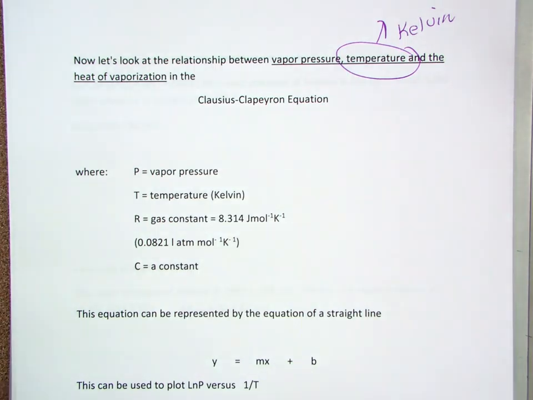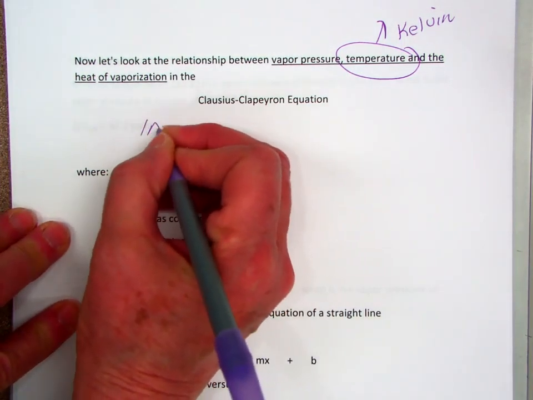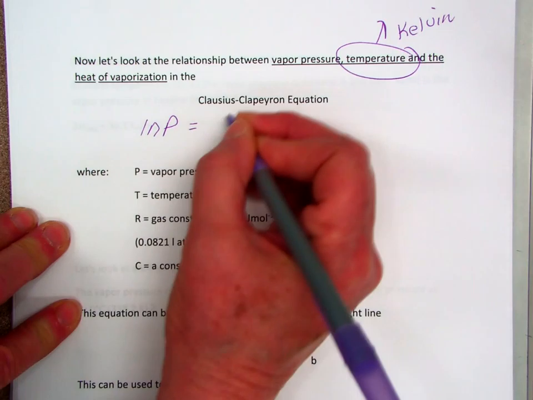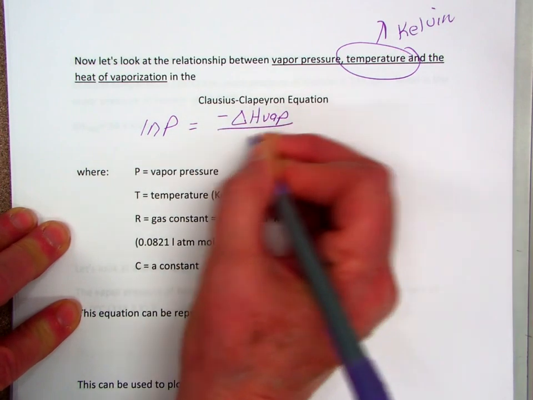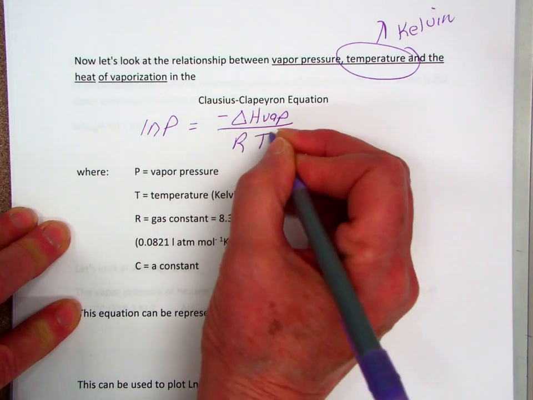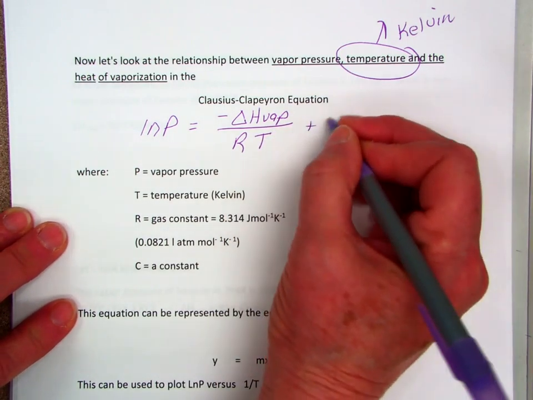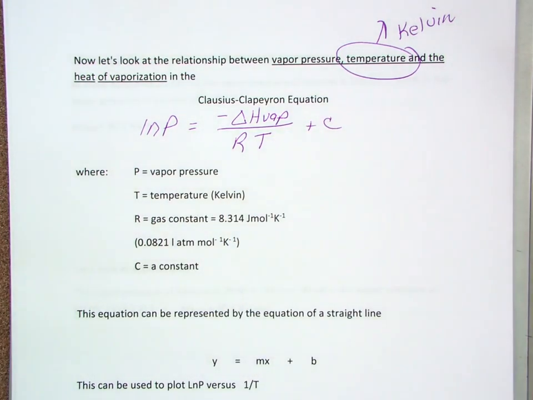So this relationship says that the natural log of P, the vapor pressure, is equal to minus the enthalpy of vaporization over the gas constant R times T, the Kelvin temperature, plus some constant C.